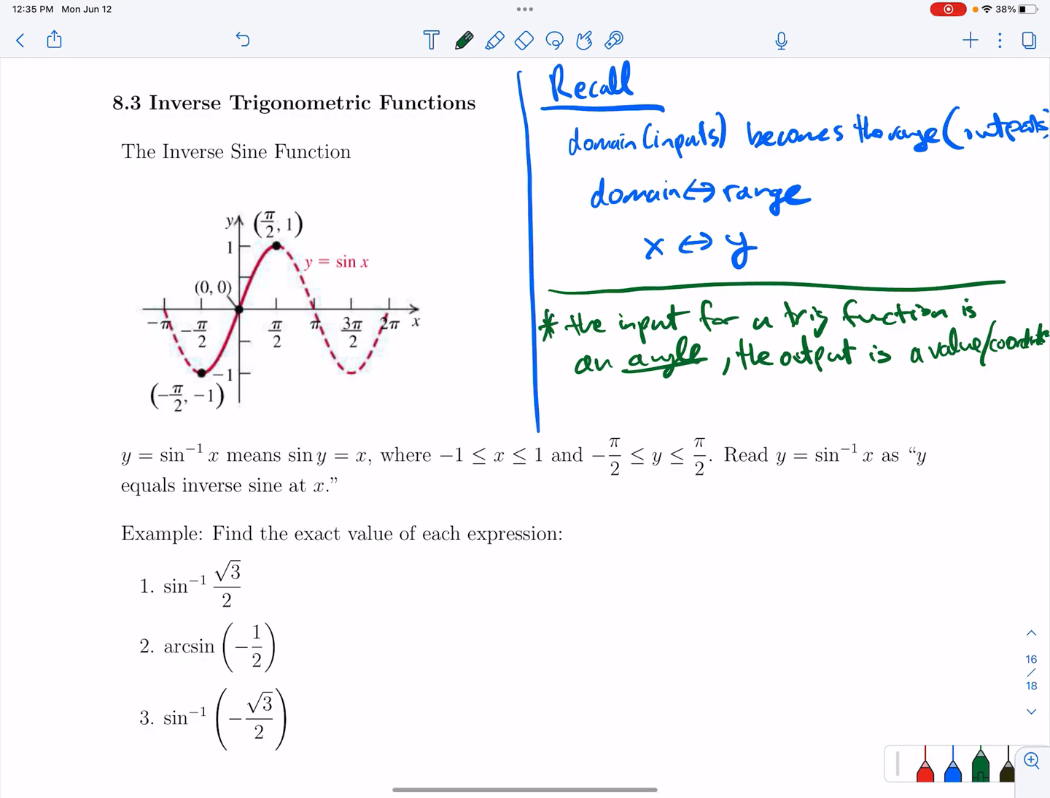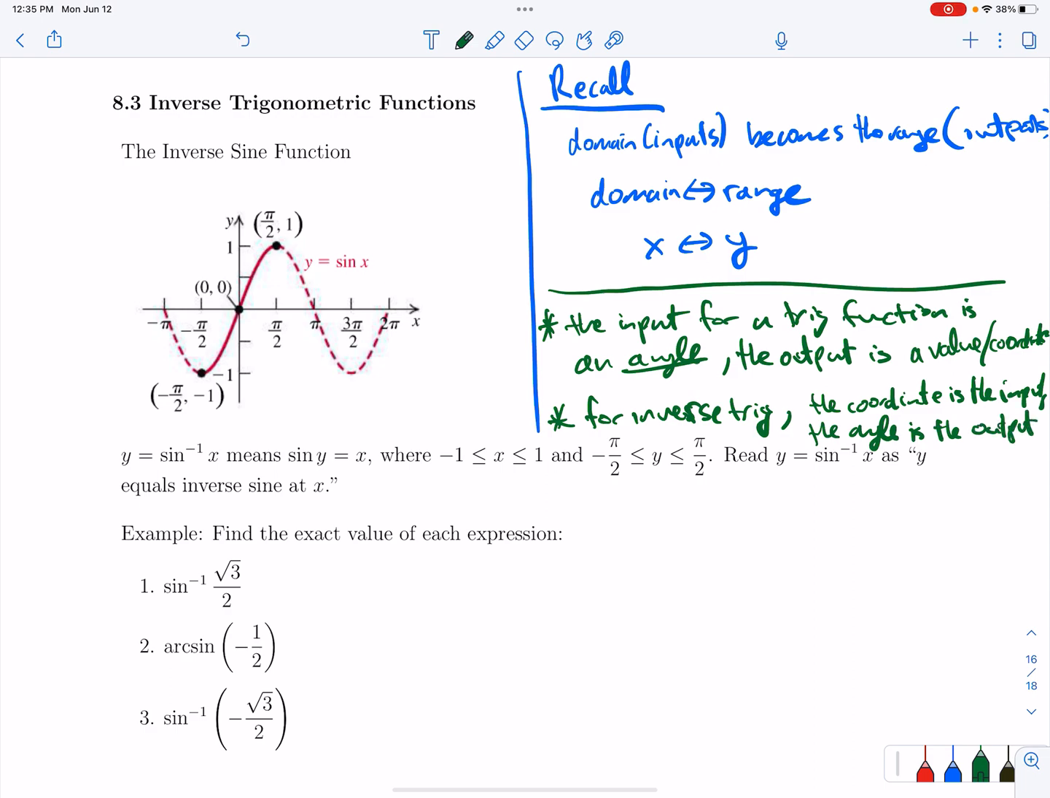So if we're talking about the inverse, these swap places. For inverse trig, the coordinate is the input, the angle is the output. That's the big thing to remember with this.